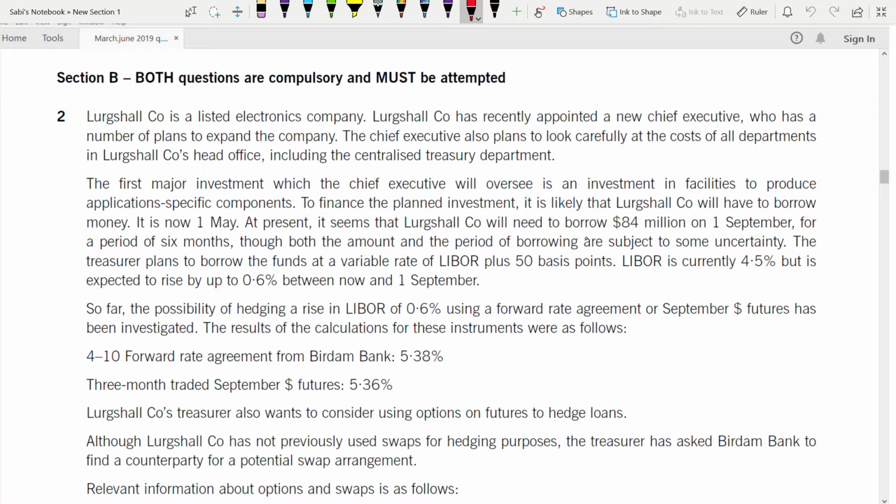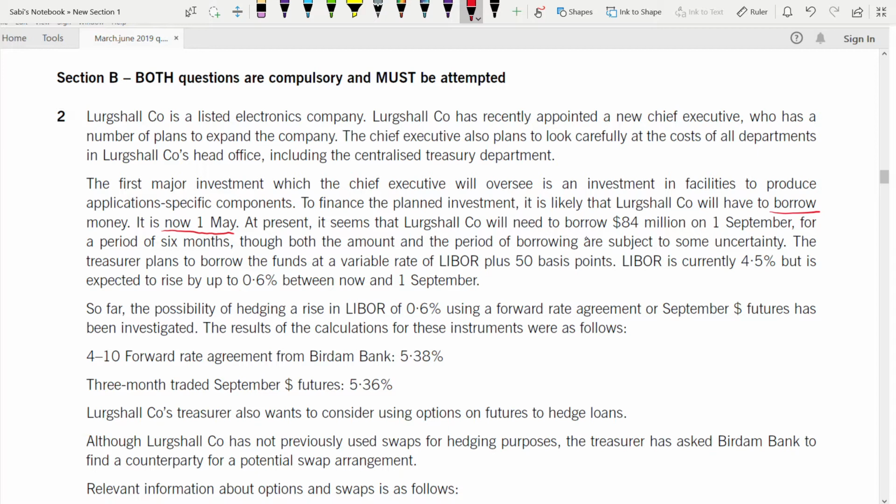The first major investment which the chief executive will oversee is an investment in facilities to produce application specific components. To finance the planned investment, it is likely that Lakshya will have to borrow money. It is now 1st May. Always mark the date, which date it is today, because for options and for futures you need the date when you have to select which future or which option you are going for. And also it is like a borrowing. You always have to look for whether you are borrowing or depositing, because based on that you have to decide in your option whether it's a call option or a put option.